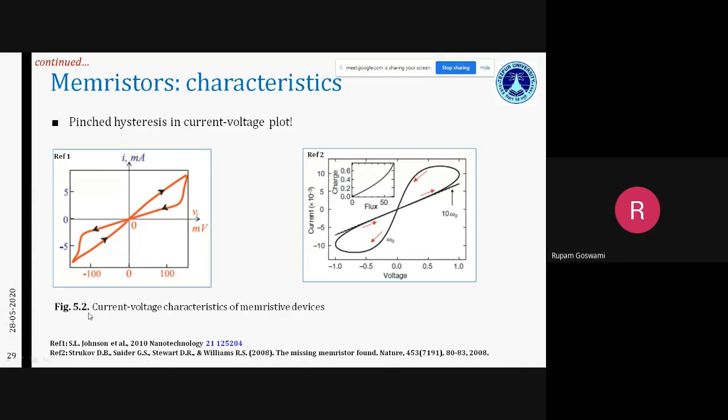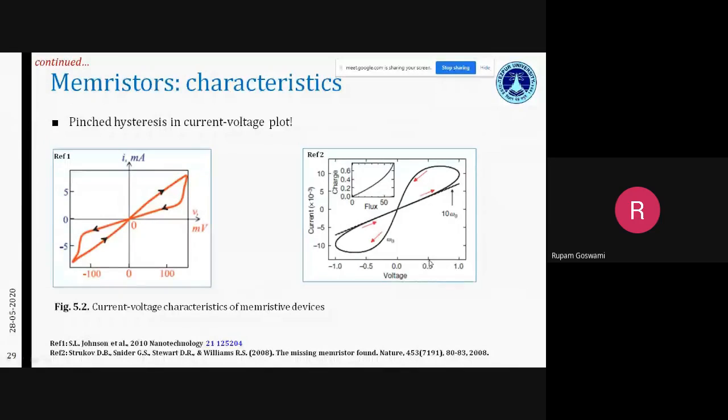As you can see, both these curves are pinched at the origin. At voltage and current of 0, 0, it is pinched, and after that it goes into two different states of that particular curve. On the left hand side, what you see was fabricated by Johnson et al. in 2010, and on the right hand side you see the characteristics of the first realized memristor by HP. The persons who represented HP were Strukov and Snider, and you can see that there are two states for a single voltage.